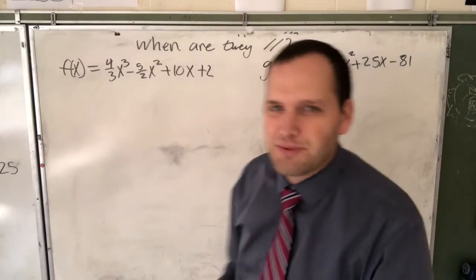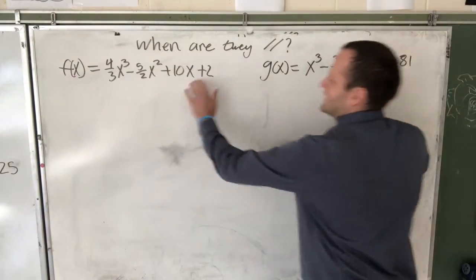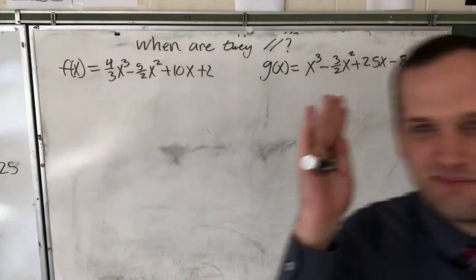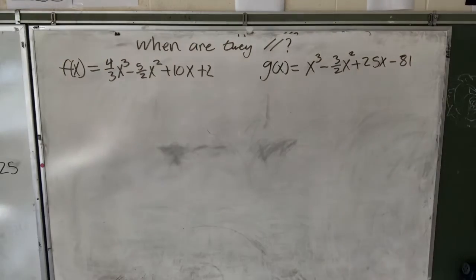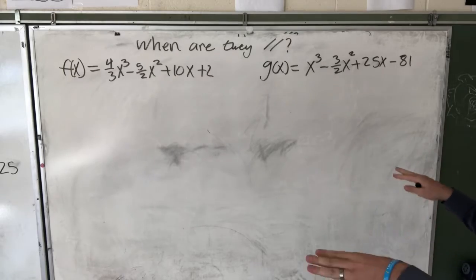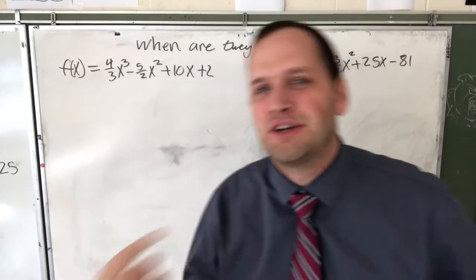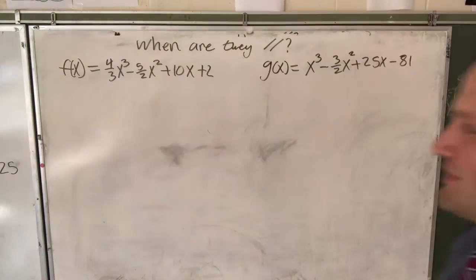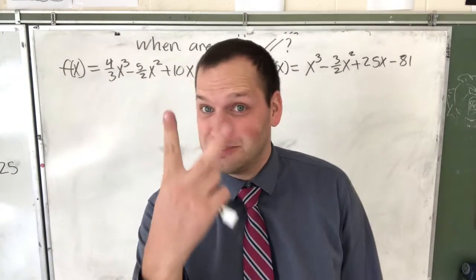All right, let's try this problem real quick. When are these two lines parallel? They look scary. Give it a quick try, pause it, see if you can get it. Remember, just take the derivative of both sides, set the derivatives equal to each other, and figure out what the x values are. I will give you a hint: they are parallel twice.